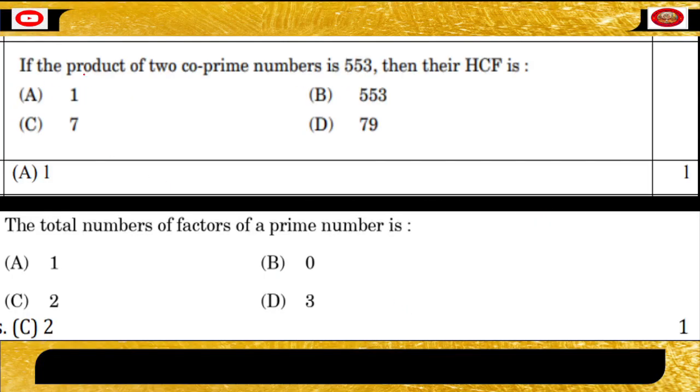Next question. If the product of two co-prime numbers is 553, then the HCF is 1. The HCF of two co-prime numbers is 1. The total number of factors of a prime number. It is an easy question. The total number of factors of a prime number is 2. That means option C is the right answer.